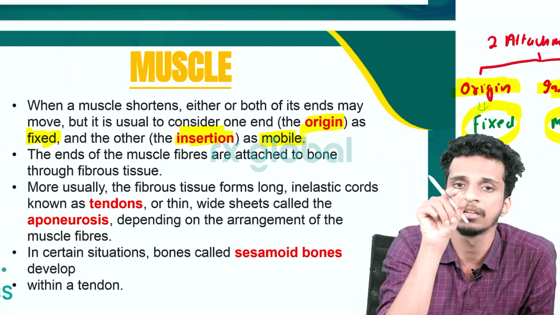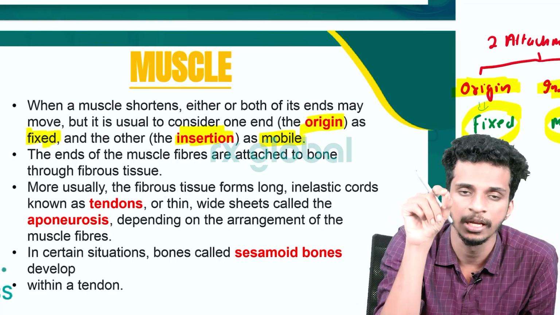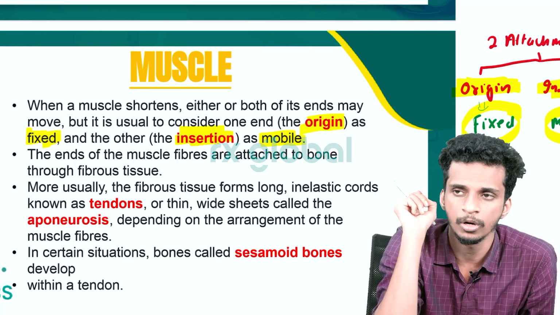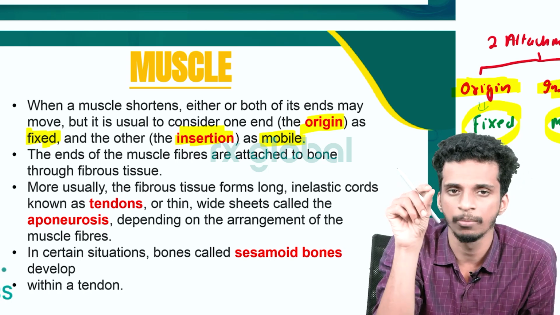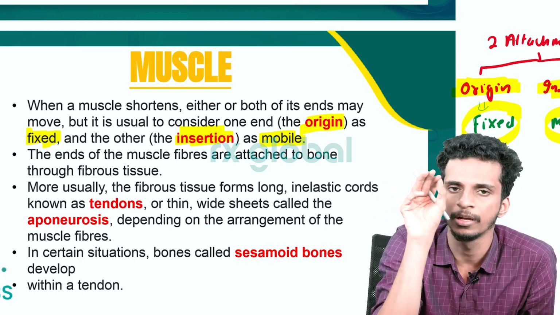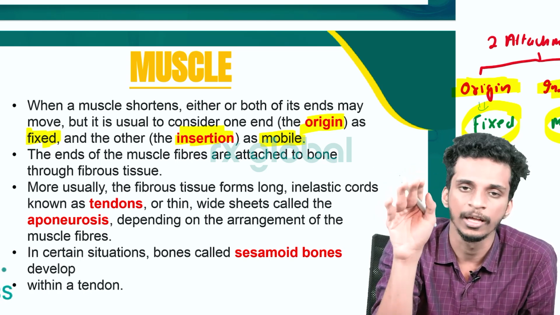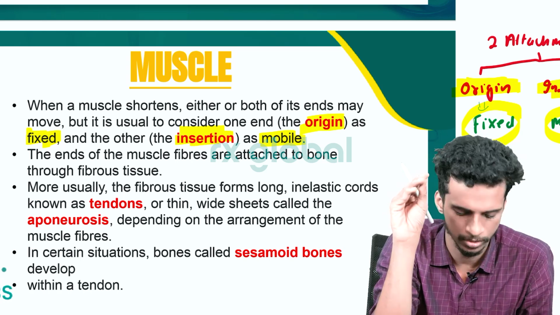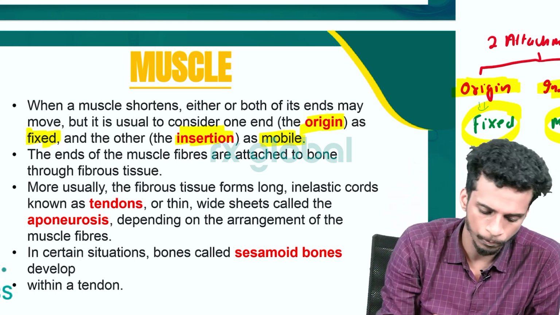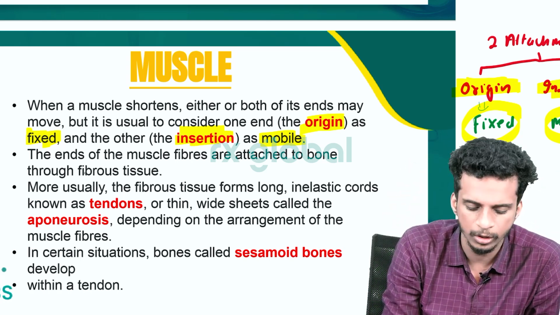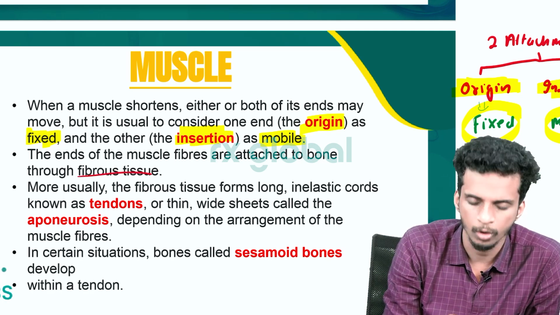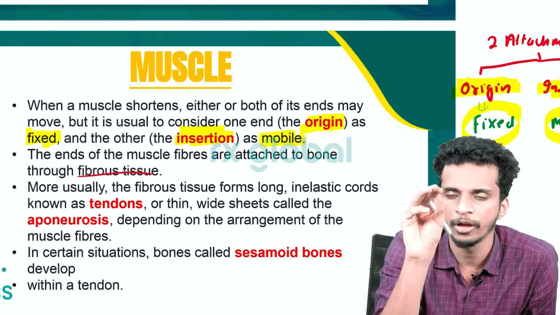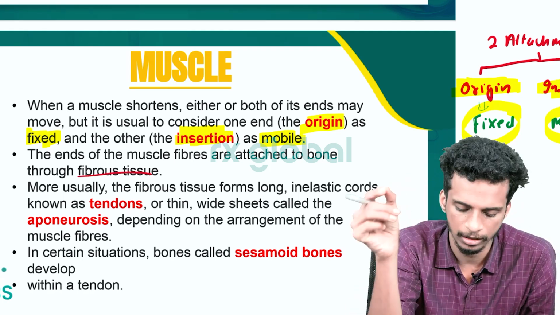The part of the muscle which stays fixed is called the origin and the part which is mobile is called the insertion. These two terms are extremely important. You will be hearing these two terms in your first dissection class itself, so you should not have any doubt what those terms are. Now, the ends of the muscle fibers are attached to bone through fibrous tissue. So we have said that the muscle is attached to the bone.